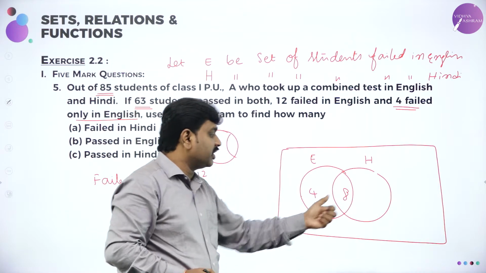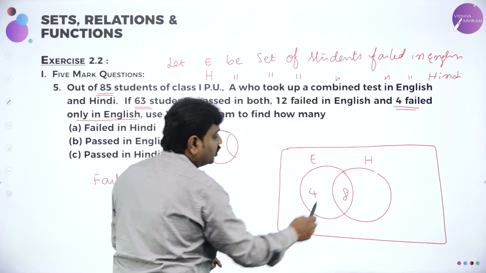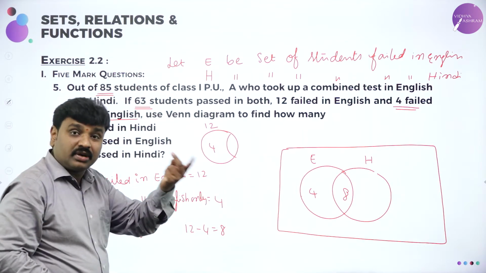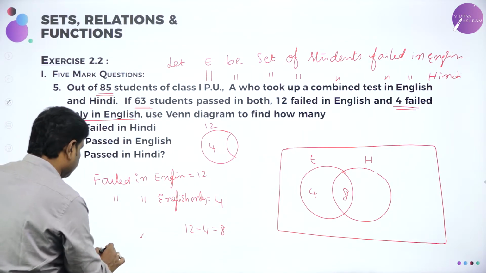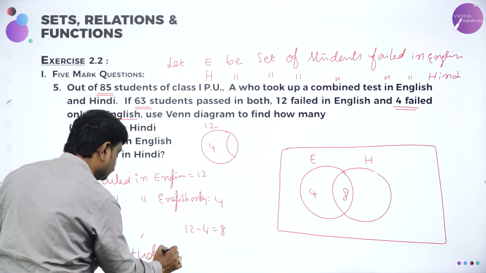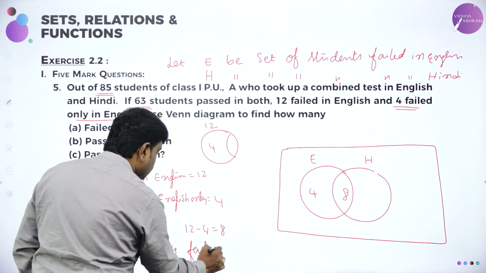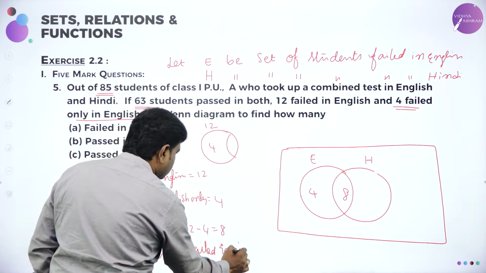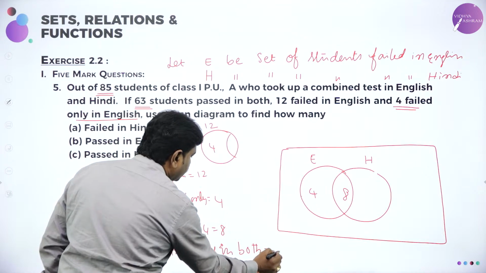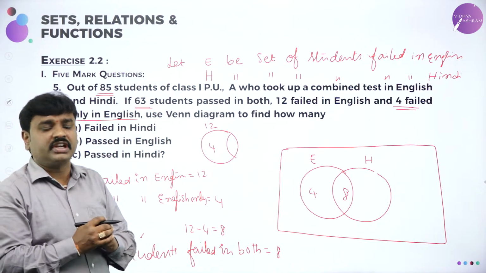So, what remains? Out of total 12, remove 4, and the remainder you fill in here. From this you got students failed in both. Students failed in both is exactly 8. It was not given, we just got it. So 8 students failed in both.